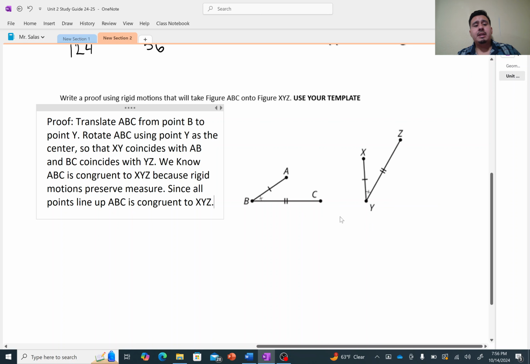We know ABC is congruent to XYZ because rigid motions preserve measure. So that means none of the lengths and none of the angles change. Since all points line up, ABC is congruent to XYZ. And that is it for this problem.